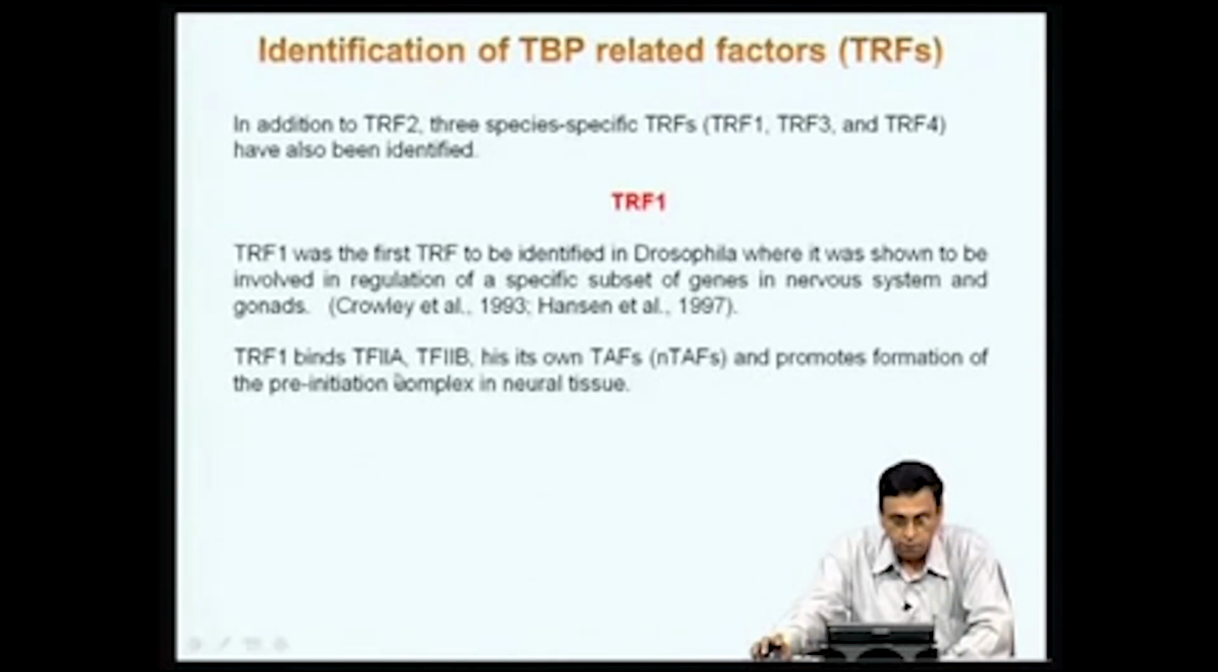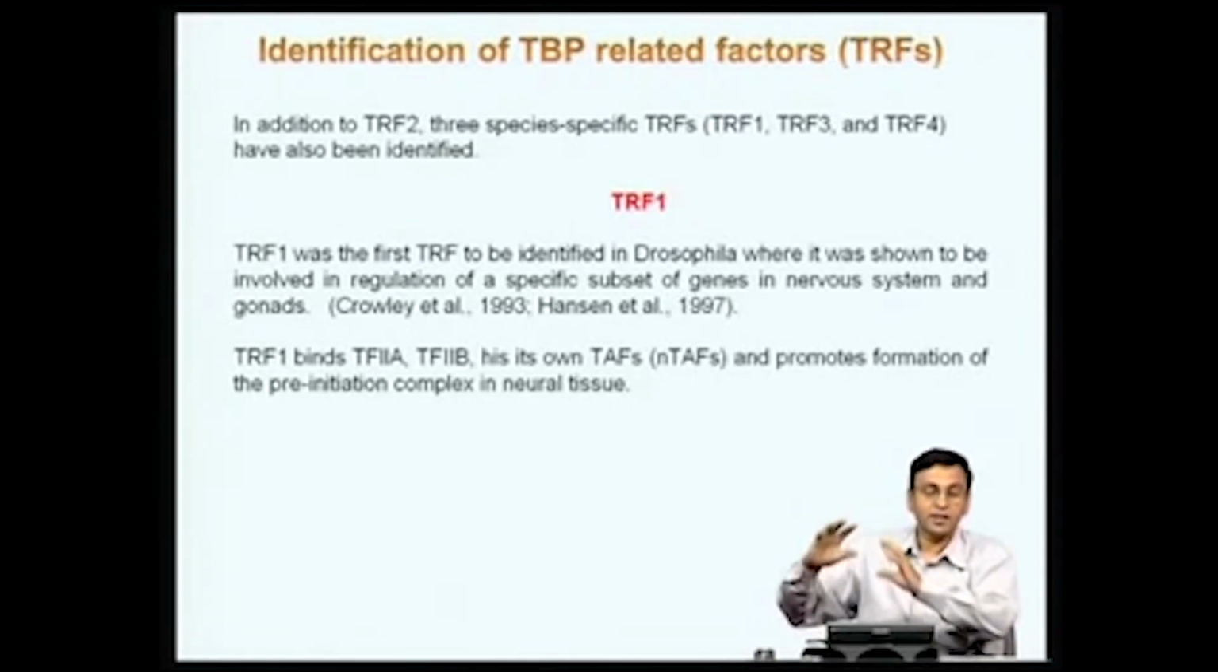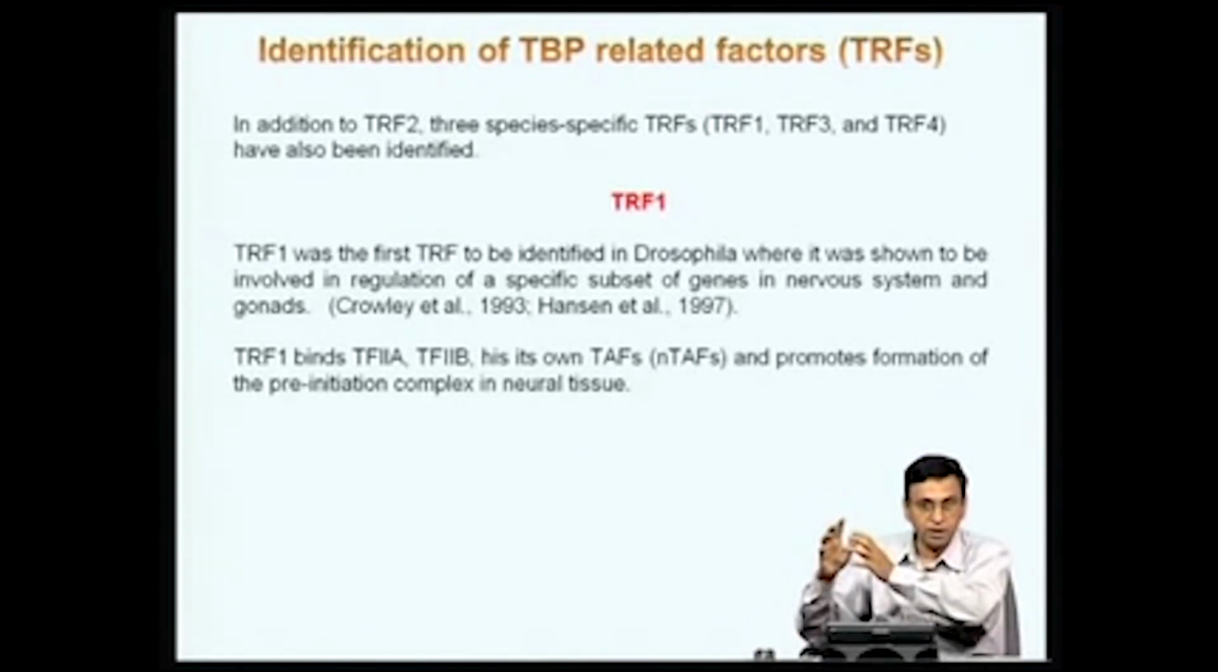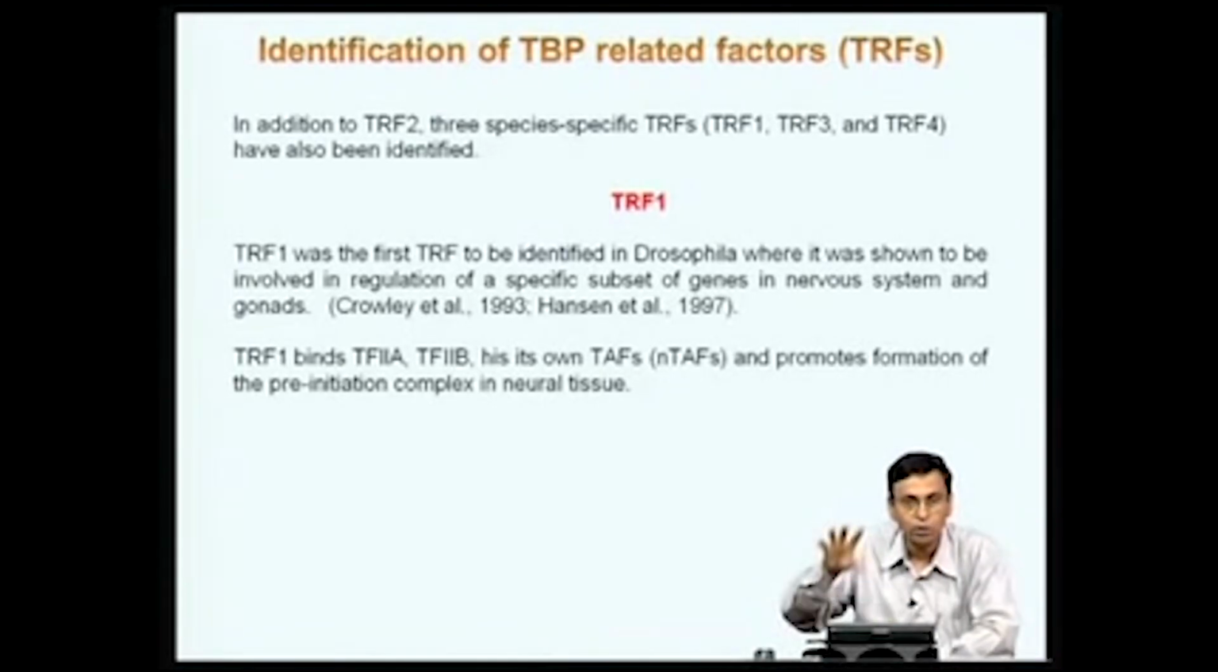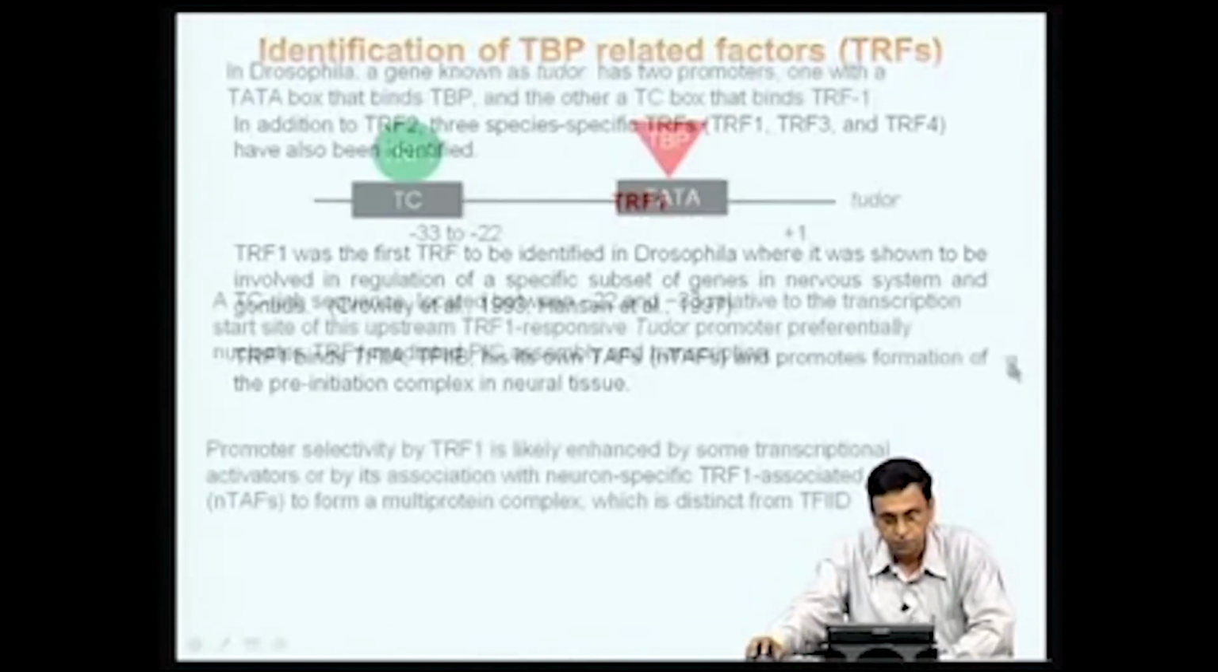TRF1 actually binds TF2A, TF2B. It has its own set of TAFs which are called N TAFs, which are specifically expressed in nervous tissue, and actually promotes the formation of the pre-initiation complex in the nervous tissue. So, you can see very clearly there is a specific form of TBP which is called TRF1, which in association with TAFs expressed specifically in neuronal tissue can regulate a subset of genes in the nervous tissue. So, tissue specific gene regulation is brought about by a variant of TBP and associated TAFs.